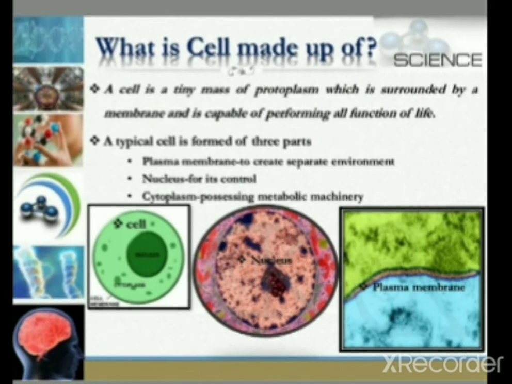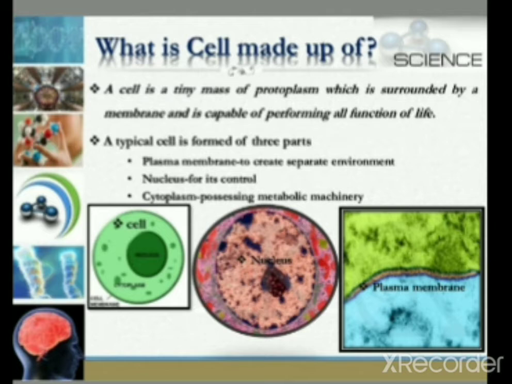Over to the next. What is a cell made up of? A cell is made up of components called cell organelles. There are different cell organelles. We will be discussing them one by one, but if you study a cell under the microscope, you will see three features in almost every cell. That means whether it is a plant cell or an animal cell, you will see these three features.